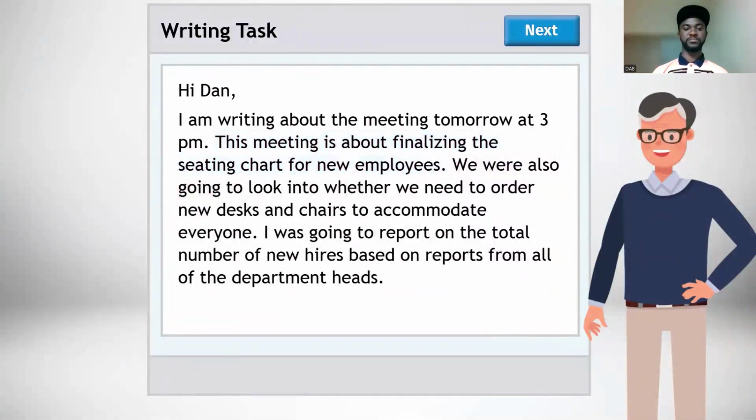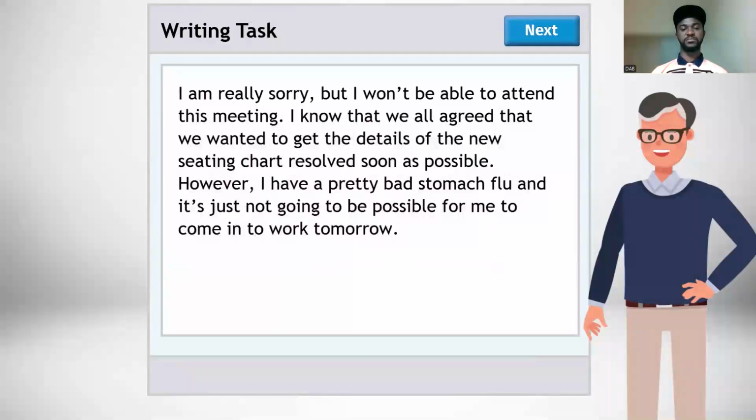Oh, and I see I've repeated the word report in the last sentence. I want to show the raters the range of my vocabulary, so I'm going to change this second one to figures, which is another word for numbers. My second paragraph looks okay. Oh, except that I now see that I left out a word here.